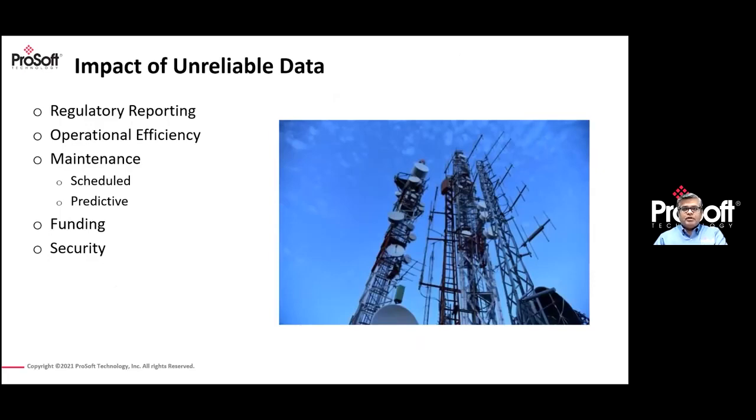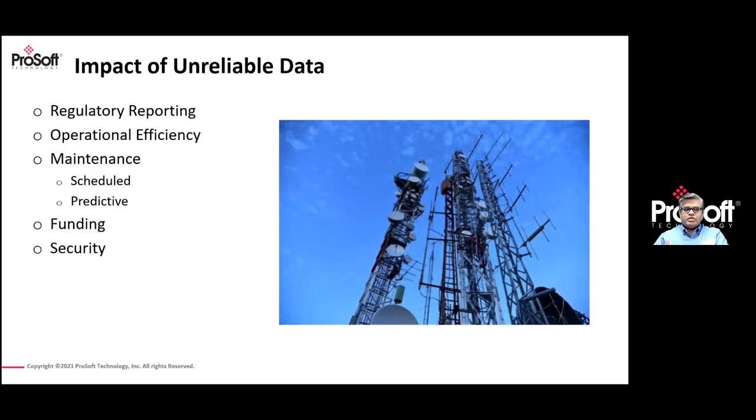So data reliability is a real issue for a lot of the utilities, and the impact of unreliable data can be pretty severe. It impacts everything from regulatory reporting all the way through to funding and maintenance. The end result of all of this unreliable data, if you've got that in the system, is that it can lead to lower efficiencies of the operation of the entire utility.